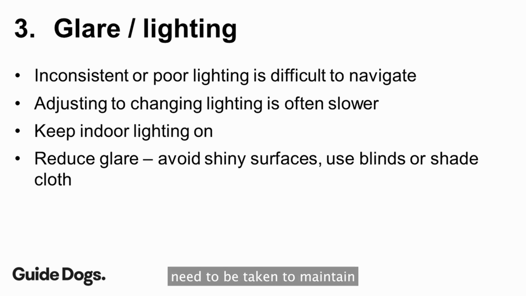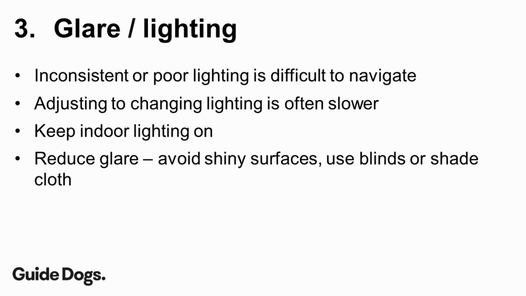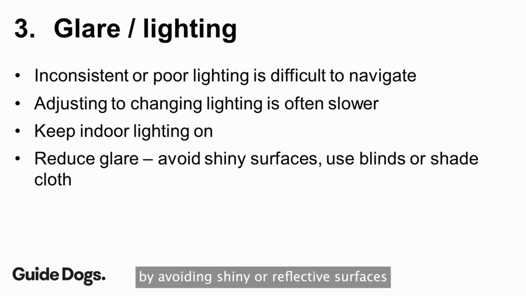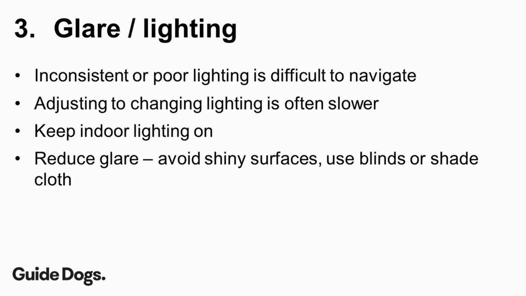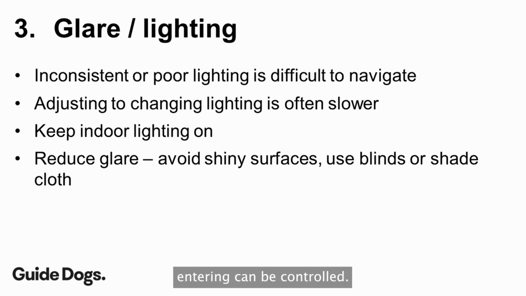Therefore, measures need to be taken to maintain or increase levels of lighting, but to also reduce the glare. This can be achieved by avoiding shiny or reflective surfaces, using loose weave blinds, shade cloth, or tinted windows, or Venetian blinds where the angle of light and amount of light entering can be controlled.